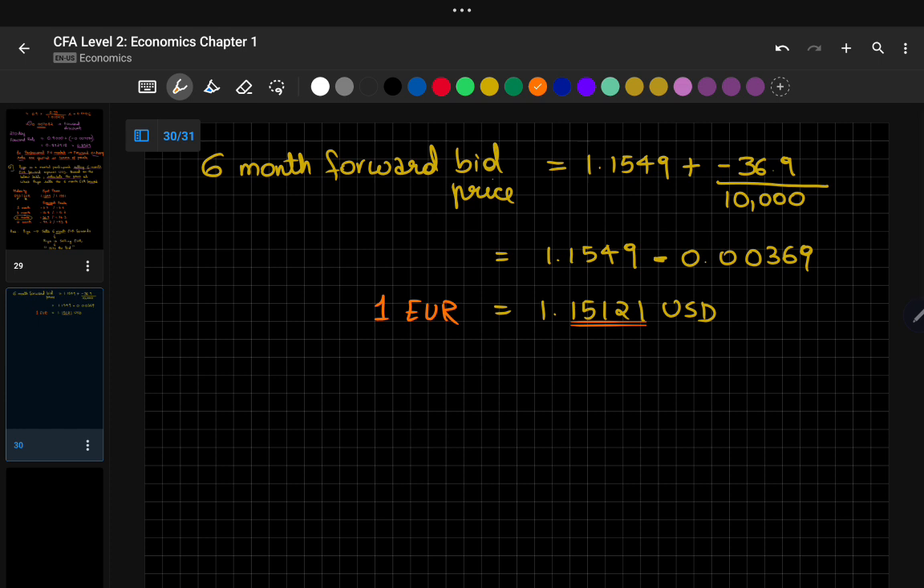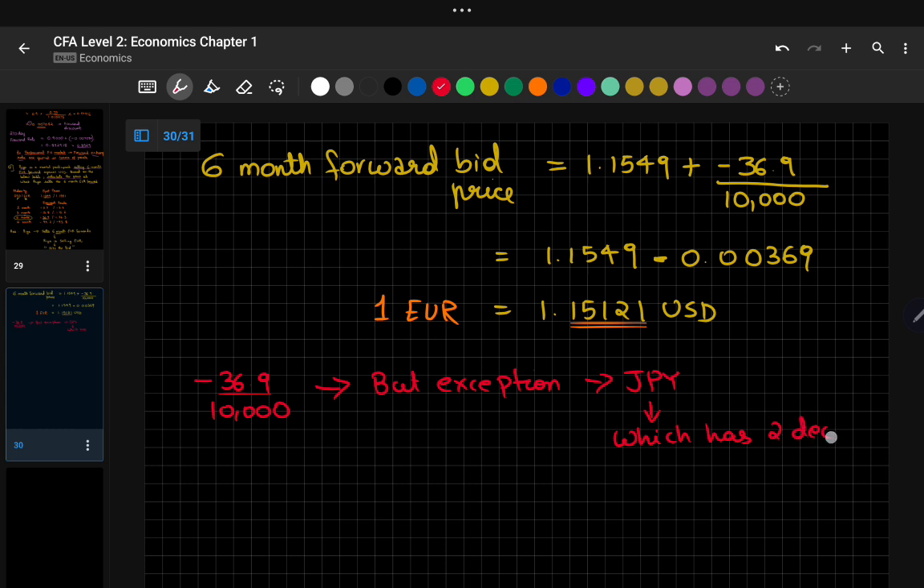Now, in the case of USD euro, there are 4 decimal places, right? That's why we divided minus 36.9 by 10,000. But the exception would be if it is the JPY currency, which has only 2 decimal places in its exchange rate.